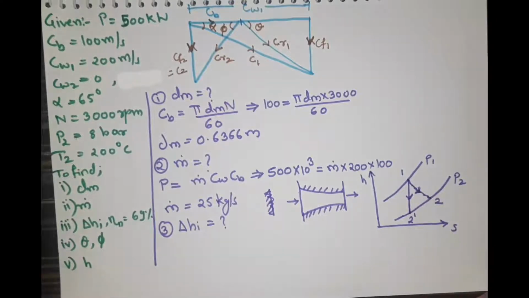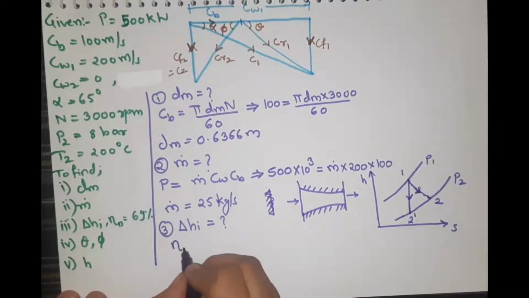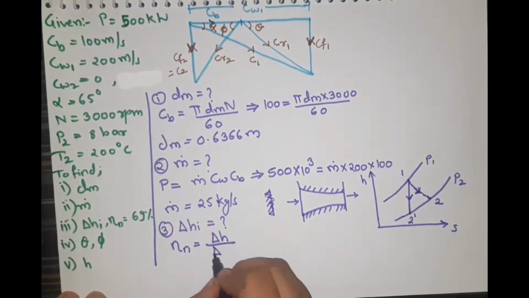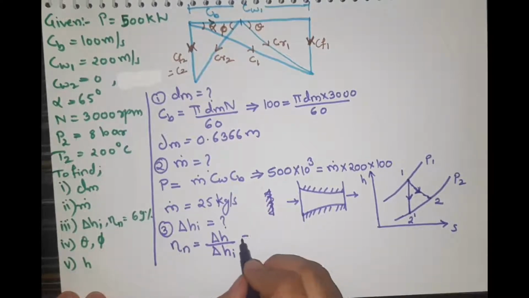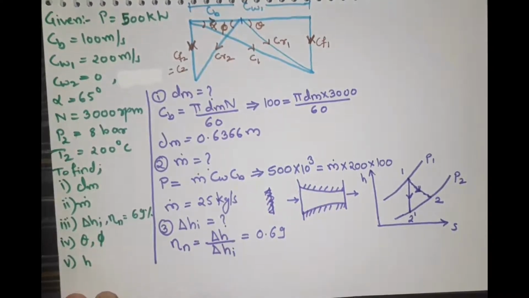As we can see here, expected enthalpy drop is from H1 to H2 dash, but what we are getting, the drop in the enthalpy, is from H1 to H2. So the nozzle efficiency is equal to the actual enthalpy drop to the isentropic enthalpy drop. Here you can see nozzle efficiency is given to us as 69%. Now the question is how to find this delta H, that is actual enthalpy drop.